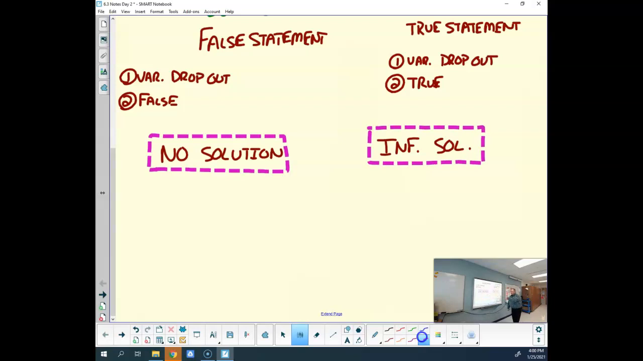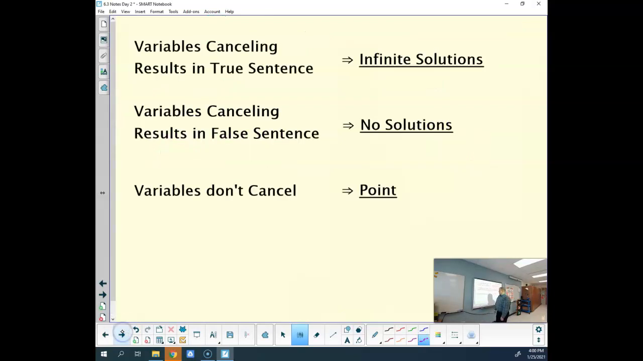So if the variables drop out after you've done your substitution, and it's true, it's infinite solutions. If it's false, it's no solution. Variables cancel out and result in a true statement: infinite solutions. Variables cancel out and result in a false statement: no solutions. If the variables don't cancel out at all, that's when we go on and find that point where they intersect.